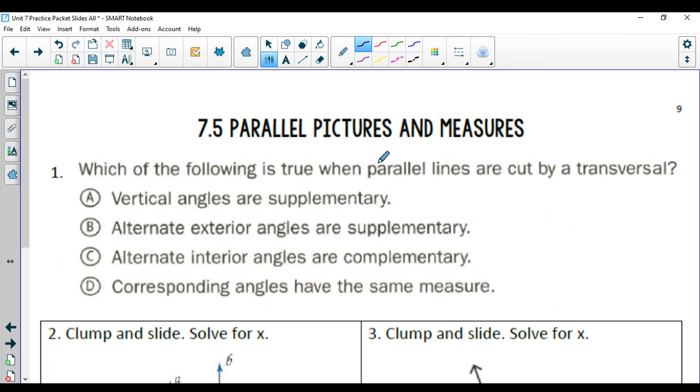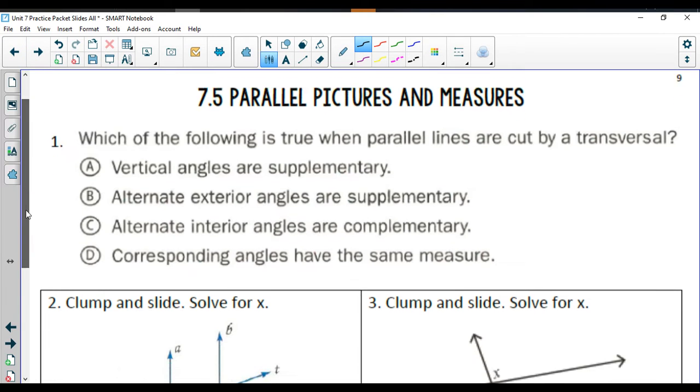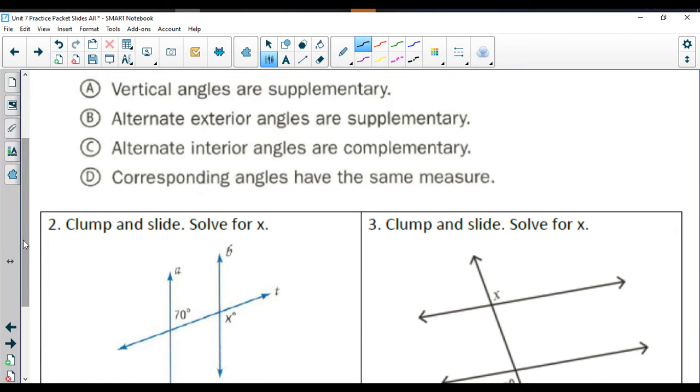All right, so this is lesson 7.5, parallel pictures and measures. Which of the following is true when parallel lines are cut by a transversal? When we take a look, I'm just going to use one of our pictures down here. Alternate vertical angles are supplementary. That is not true because they're always equal to each other.